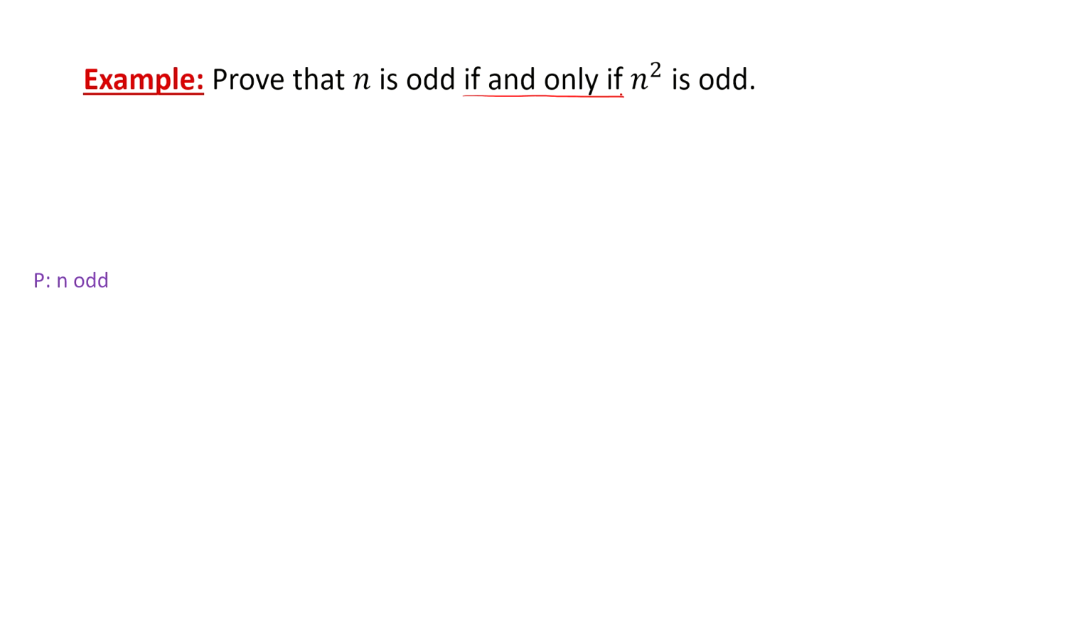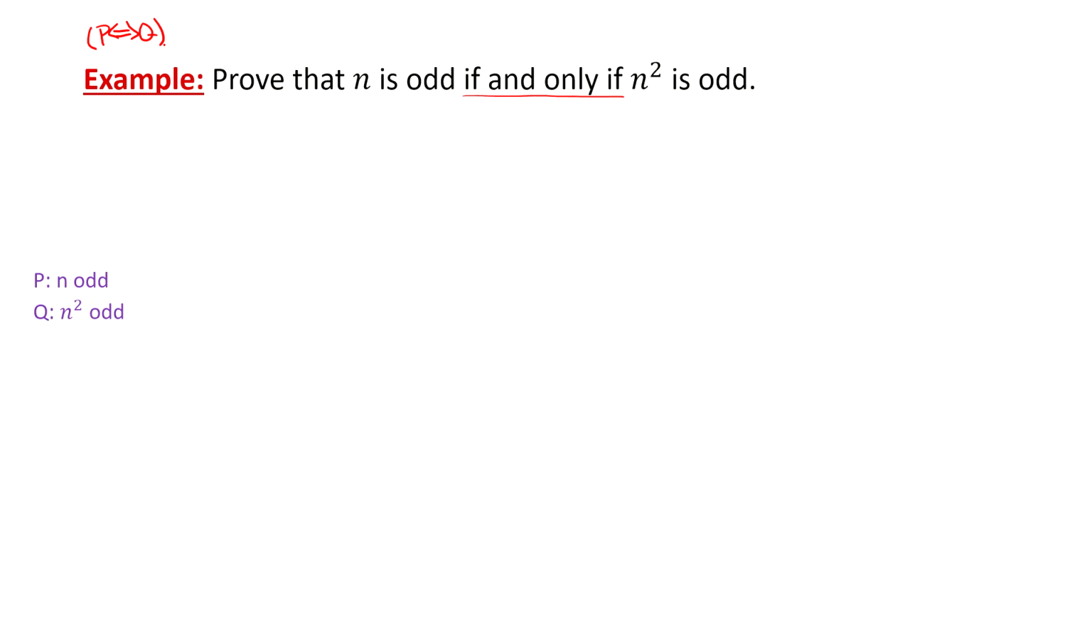So in our scratch work over here to the side, I went ahead and chose that n is odd is our P statement and n squared being odd is our Q statement. And in terms of what we're going to be looking for, this overarching example up here at the top would be, in symbols, P if and only if Q, or that double implication arrow. Okay.